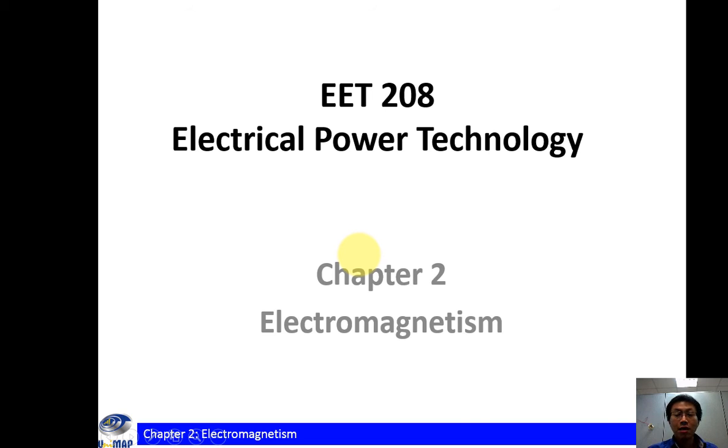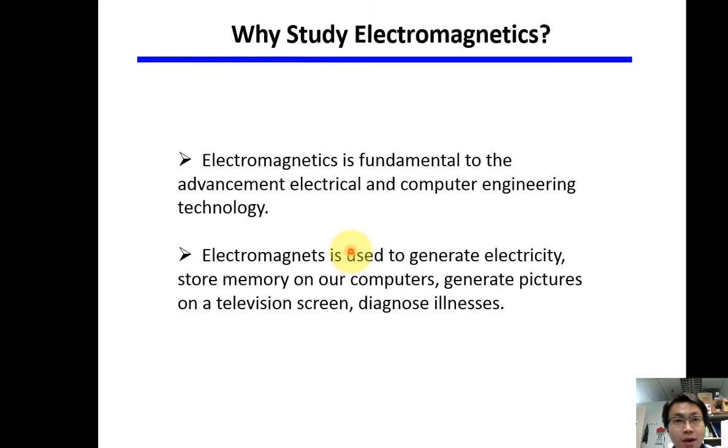So today we'll talk about chapter 2, electromagnetism, for EET 208 Electrical Power Technology. So why do we study electromagnetism or electromagnetics? Electromagnetics is fundamental to the advancement of electrical and computer engineering technology. It is used to generate electricity, store memory on our computers, generate pictures on a television screen, and diagnose illnesses.